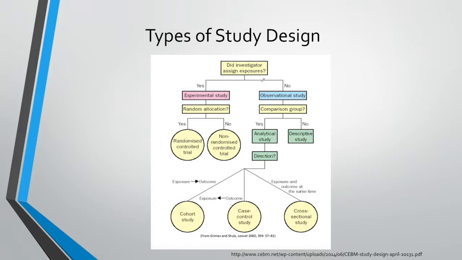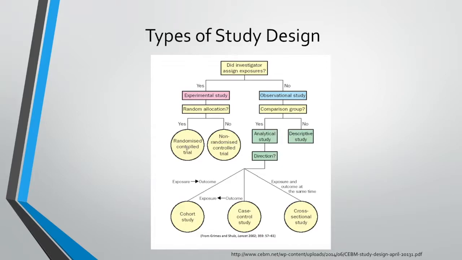intuitive for clinicians. So we start by asking the question, did the investigator assign the exposure? Which, as we know, is the difference between an experimental study and an observational study. If the investigators did assign the exposure or the intervention, that makes it an experimental study. The next question to ask is whether this intervention or exposure was randomly allocated. And if so, that makes it a randomized controlled trial. If not, then it makes it a non-randomized trial.